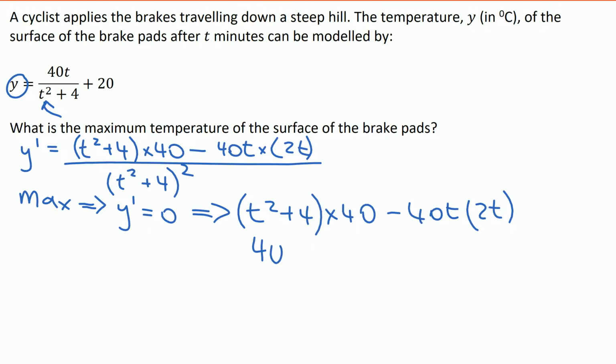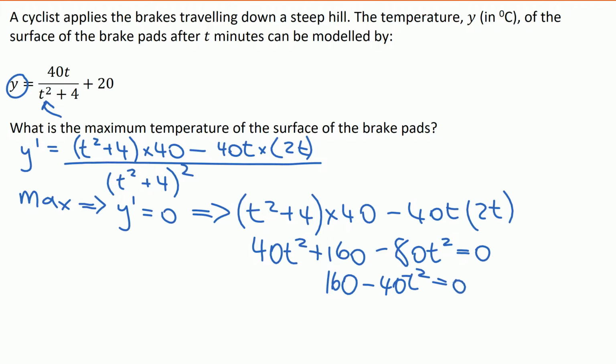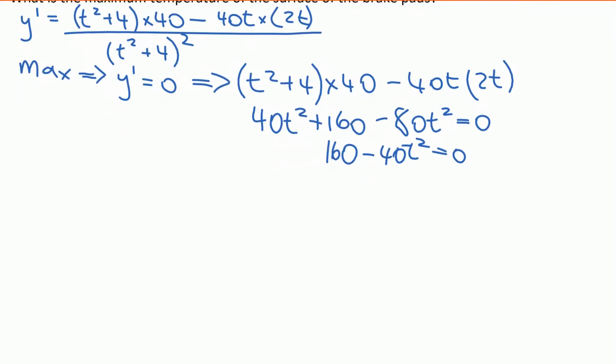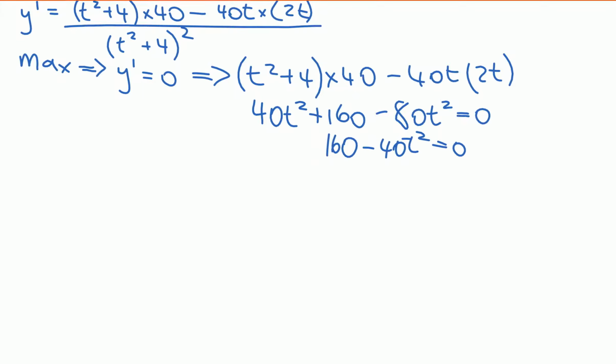So yes, we expand these brackets. That's going to be 40t squared plus 160. Is that right? So we're minusing 80t squared, and that equals 0. That's a quadratic equation, so let's collect all our like terms: 160 minus 40t squared equals 0. How do I solve a quadratic equation? Factorize. Is there a common factor in there? 40. So I'll take the 40 out, and that is 4 minus t squared equals 0.